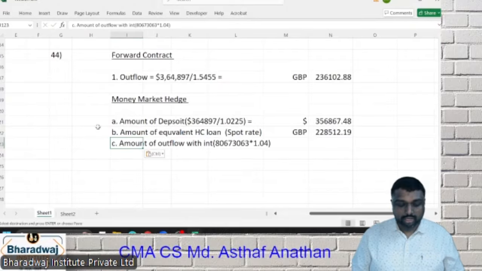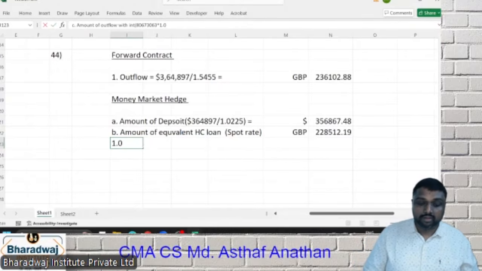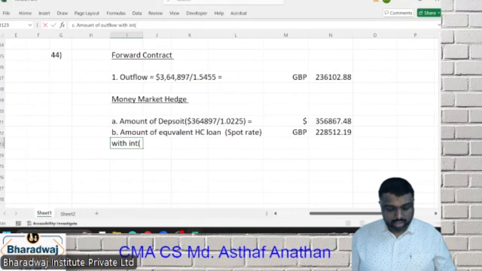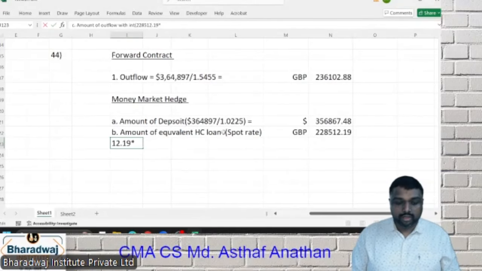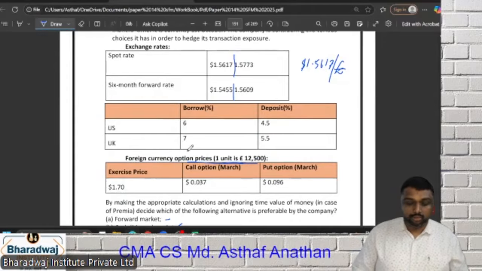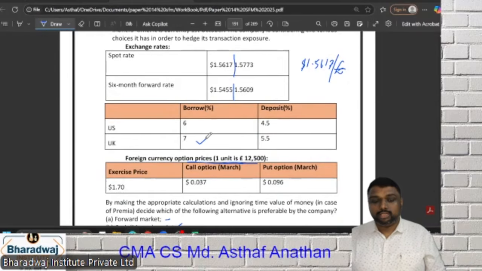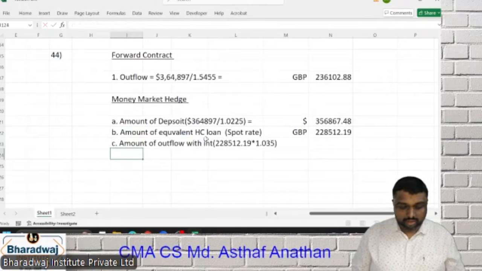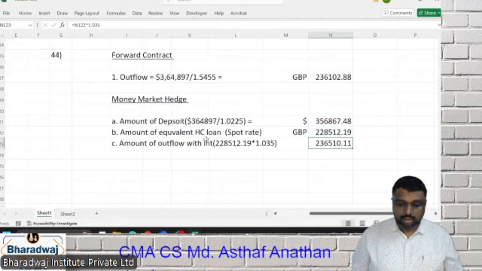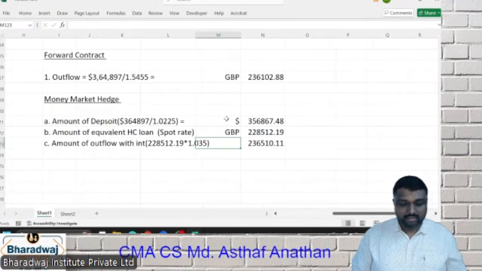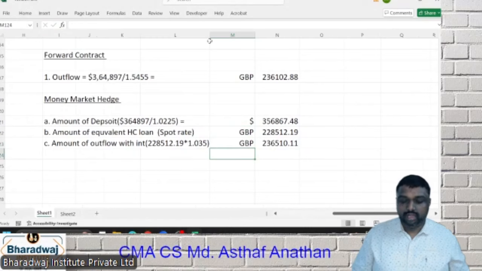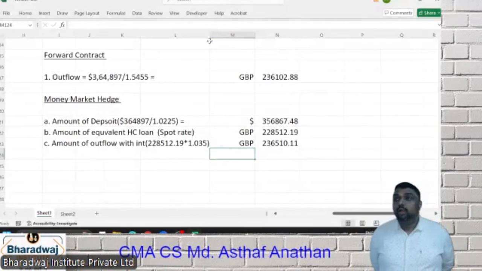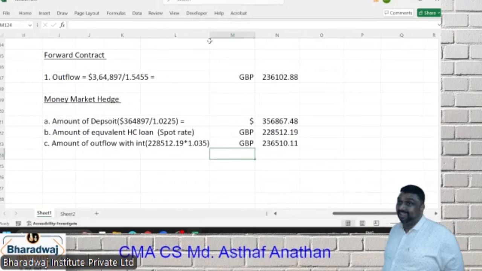In the regular class, we have taken a lengthy method, but here we are doing a very shortcut. So 228,512.19 into, you are taking a loan in your country, that is UK. So loan 7%, so for 6 months it will be 1.035. So this is the amount. So that's all. That number is over. See? So your outflow is ready. GBP 236,510.11. Hope all of you are clear. Clear, friends?